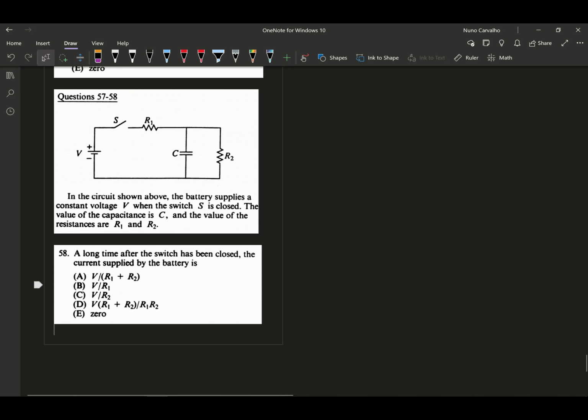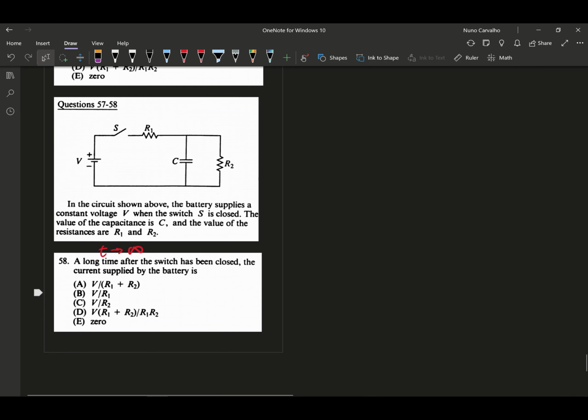We're told a long time after the switch has been closed, which is really just a way to say that time has gone towards infinity. And we're asked about the current supplied by the battery. Okay, so in the previous question, we had to think about how the capacitor acted, what the voltage was when time was equal to 0.